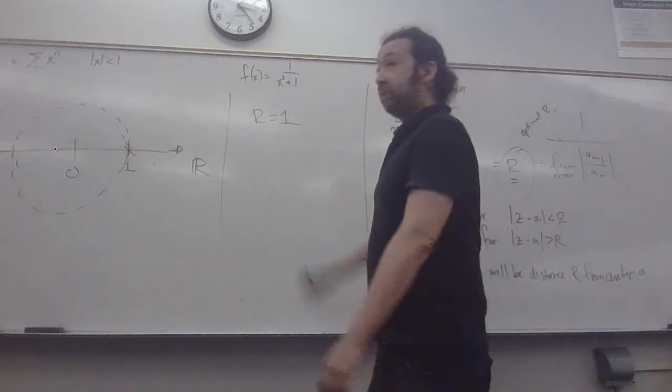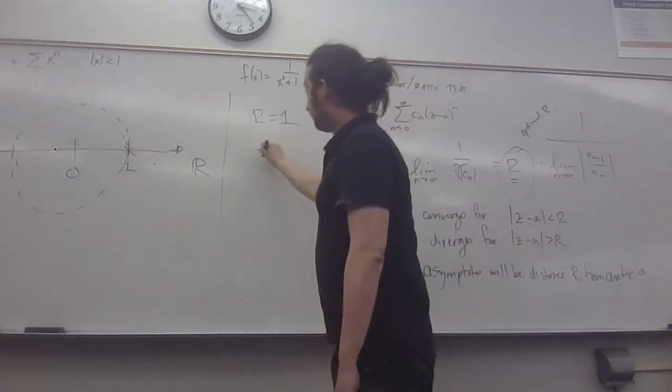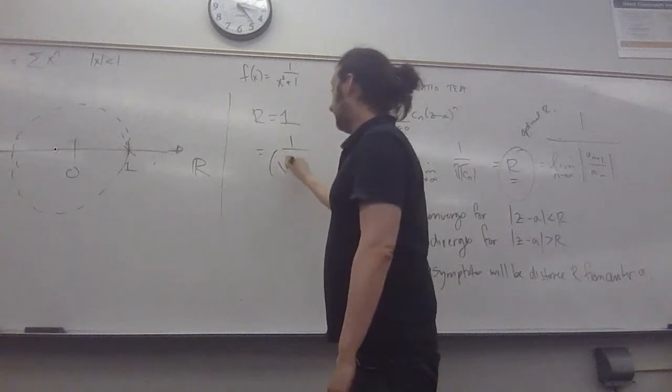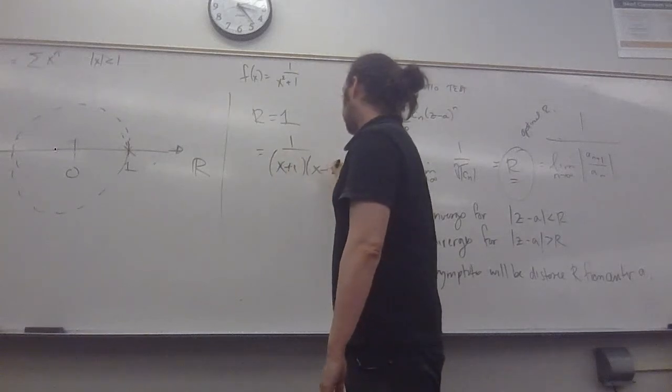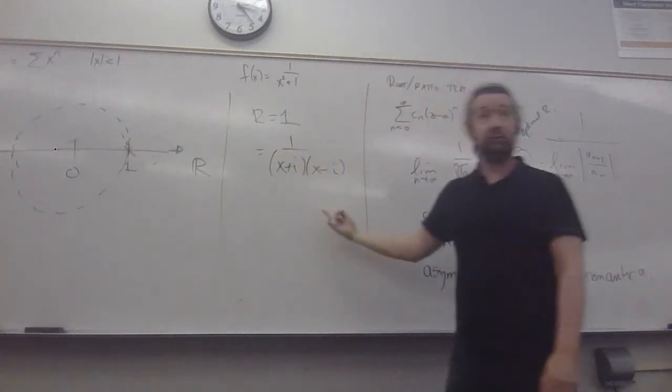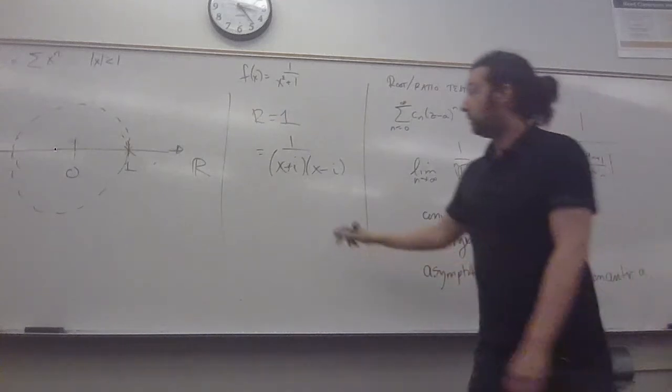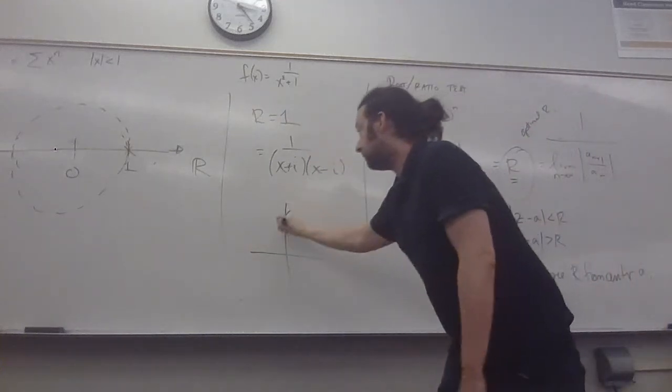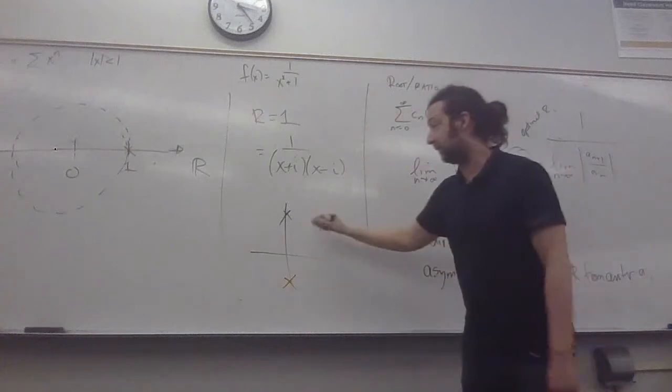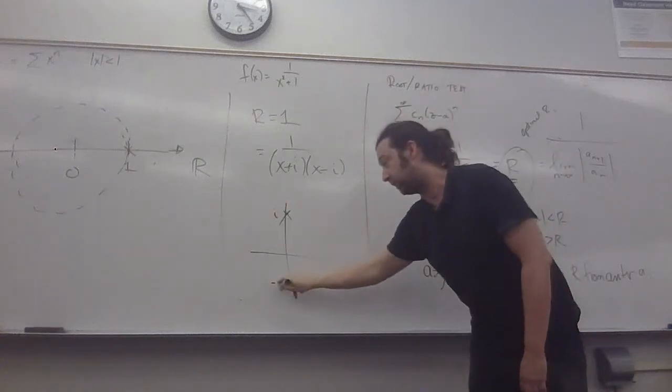I mean, this factors, yep. On the axis at plus or minus i: x plus i times x minus i. In complex numbers, this thing factors. And so when you do the power series for it, even though you don't see them in the real case, this actually has holes in the function at plus and minus i.